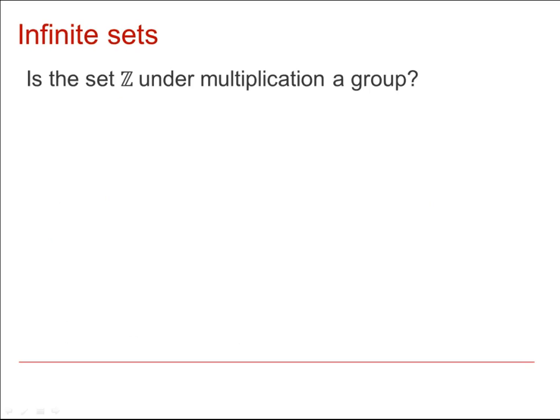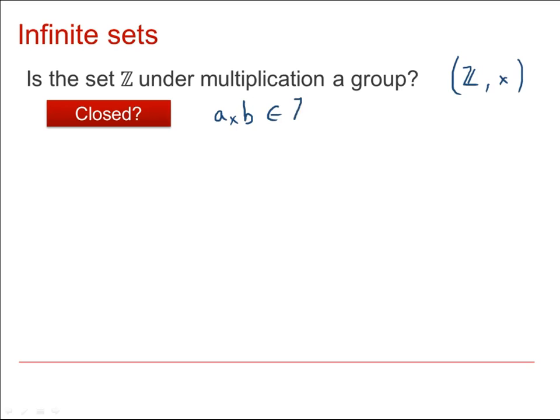Second example of an infinite set, let's look at Z under multiplication. In other words, we've got the integers under normal multiplication. Again, going through, is it closed? Well, yes, a multiplied by b is an element of Z, so if we multiply 2 integers together, we get an integer. Is it associative? Well, yes. No need to write it down, we know it's associative.